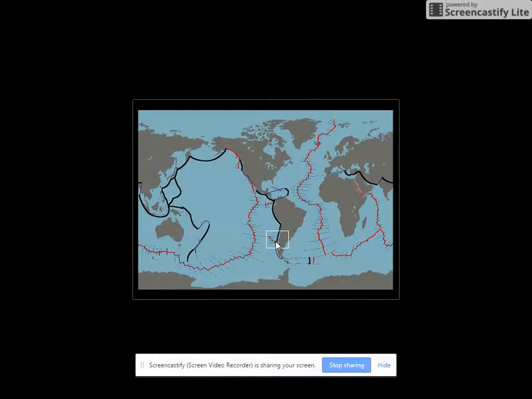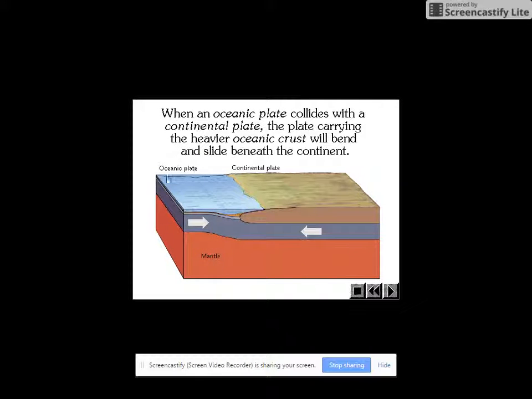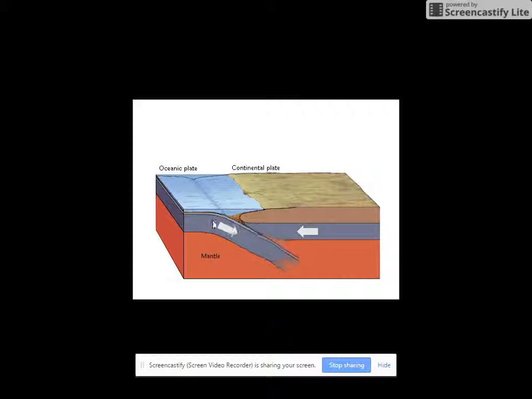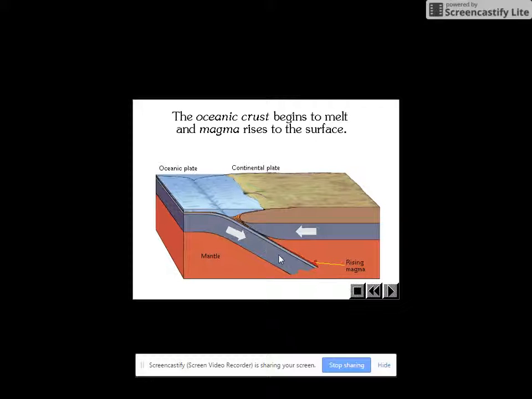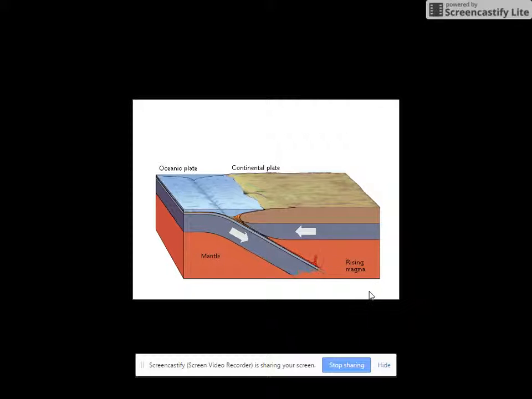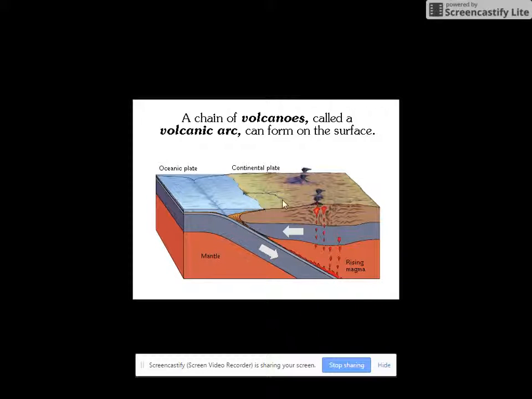So we're going to go to South America. We have over here, this is the Nazca plate, and over here, this is the South American plate. And the Nazca plate with ocean crust on the edge is beginning to be subducted underneath South America. You can see that some of that oceanic lithospheric plate is beginning to melt. This is also starting to buckle up just because of the collision here, and then also from this material rising up, and we're going to get a chain of volcanoes. It's called a volcanic arc on this continent here.